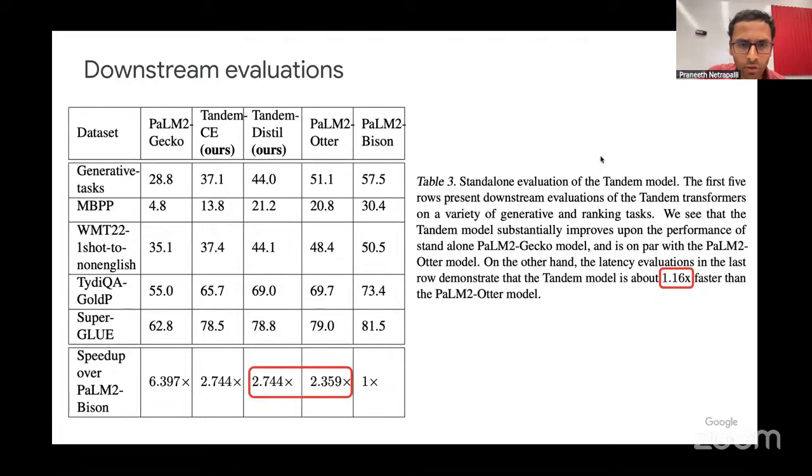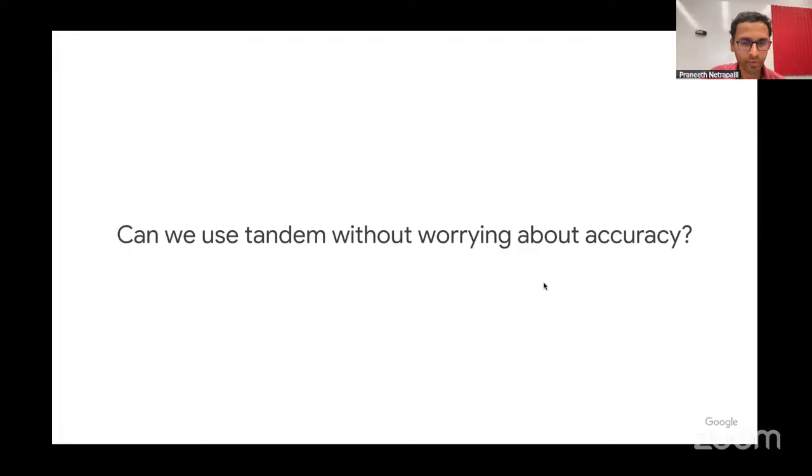Okay, so these are some downstream evaluations, which again suggest that the tandem model, in this column, is performing similar to this intermediate sized model while getting about 1.16x faster inference compared to this intermediate sized model. Okay. So this was about introducing the tandem architecture.